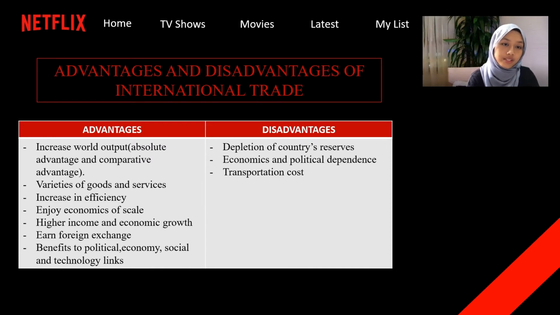If there is an advantage, there must also be a disadvantage. Okay, for the cons, there will be a depletion of the country's reserve, which is due to continuous export of raw materials from the country. For example, in Malaysia, we export raw materials such as palm oil, petroleum products, and manufactured metal that may drain the country's reserve. Next, the economic and political dependence, where a nation may have to depend on other countries for goods and services, which makes the country vulnerable to external force. Lastly, transportation costs will be non-profitable for some countries if the costs are too high.